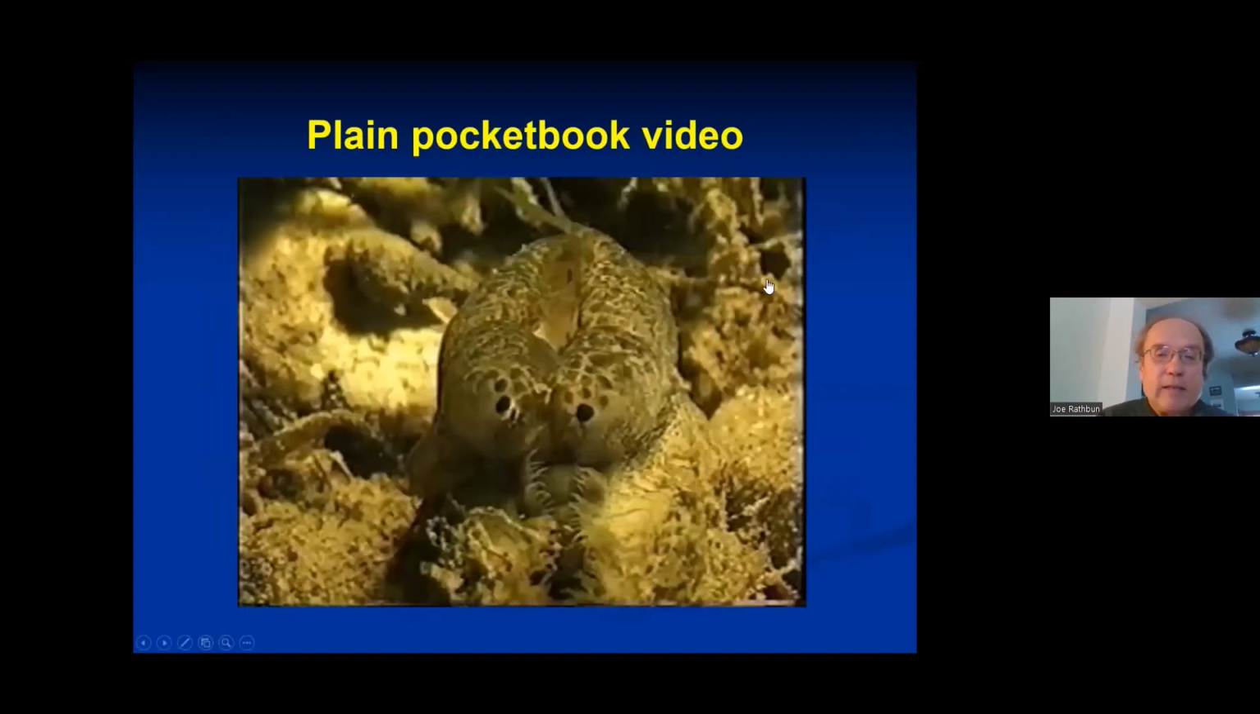This is what it looks like. This is head on. Same species, plain pocketbook. You see the eye spot, and when it starts to run, you'll see the swollen gill filaments between those two little fish-like lures.